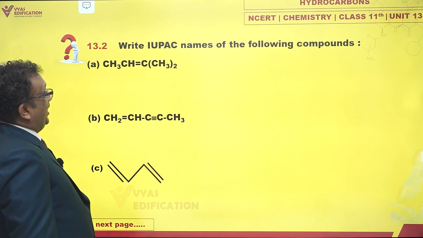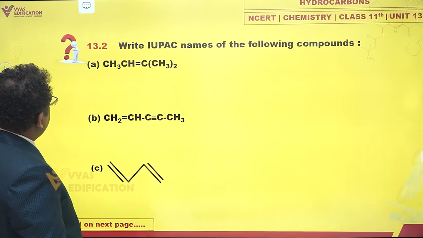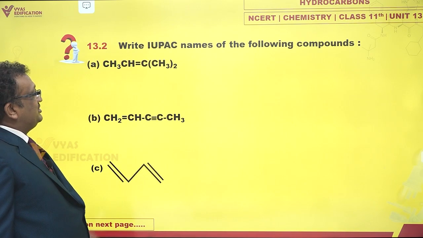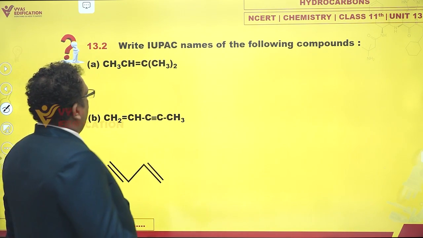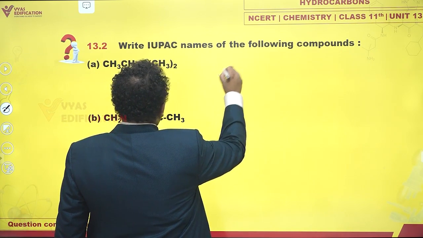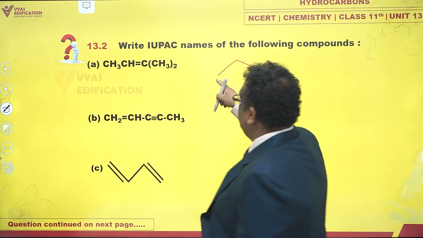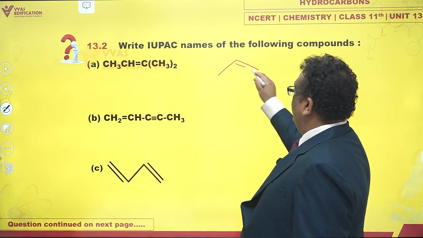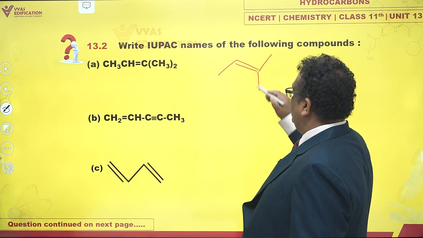Write IUPAC names of the following compounds. We have CH3, CH double bond C, CH3, CH3CH, double bond C, CH3CH3.